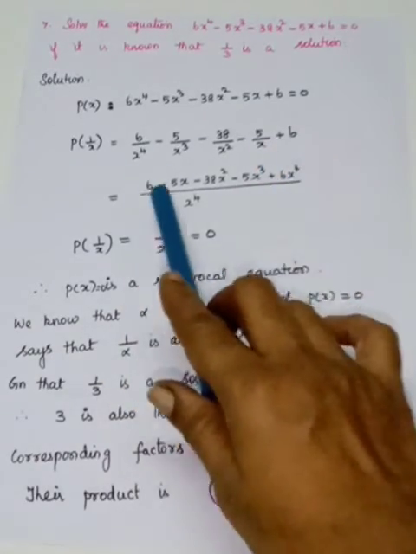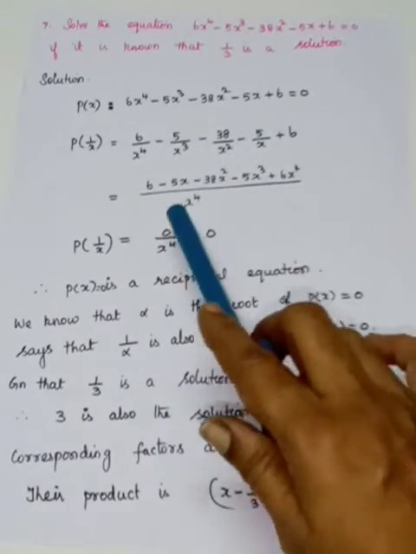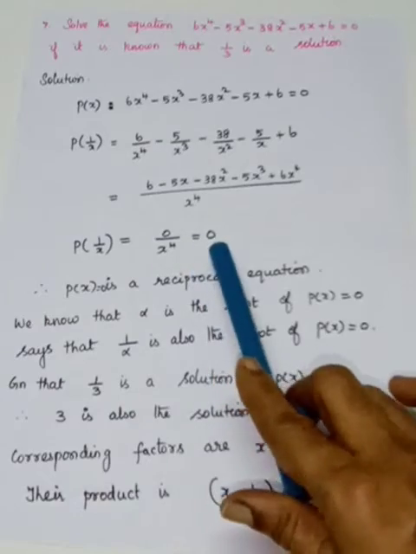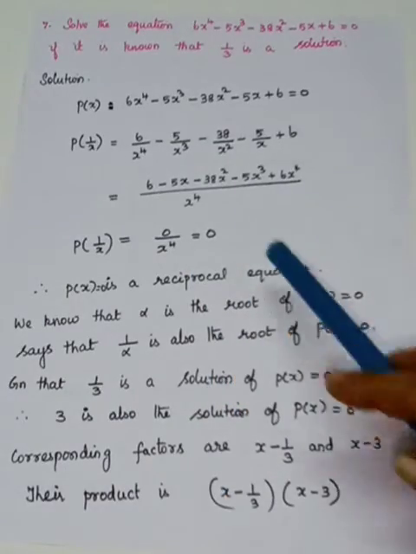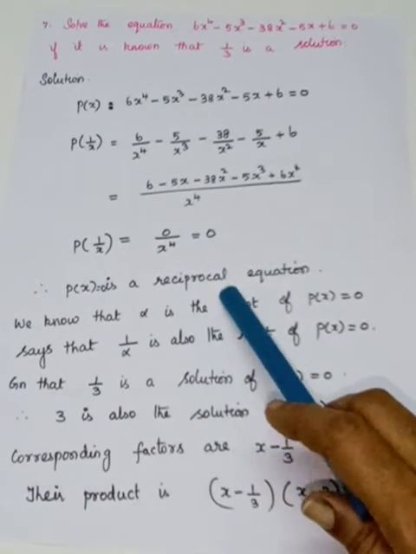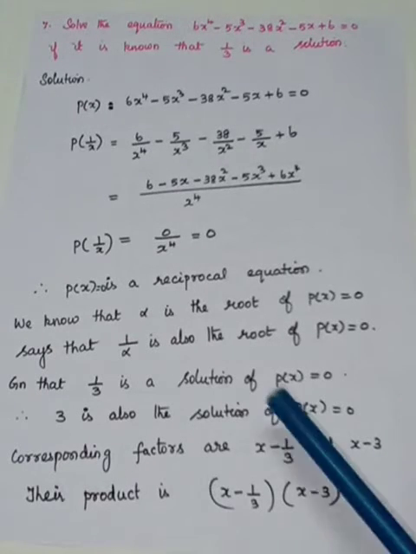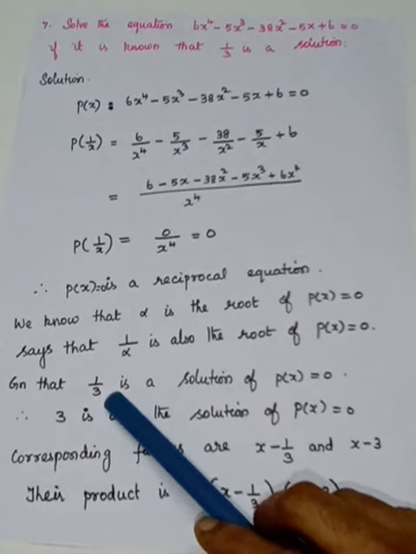You look at this. This is the P of x. What is P of x? It is nothing but equal to 0. So the numerator is 0, and 0 by x power 4 is 0. So it is a reciprocal equation. Already we have said, on seeing the coefficients, it is a reciprocal equation of type 1 with even degree. So if it is a reciprocal equation, you will have one result: if alpha is a root of that equation, then 1 by alpha is also a root of the equation, because it's a reciprocal equation. Here what is given? That 1 by 3 is a solution.